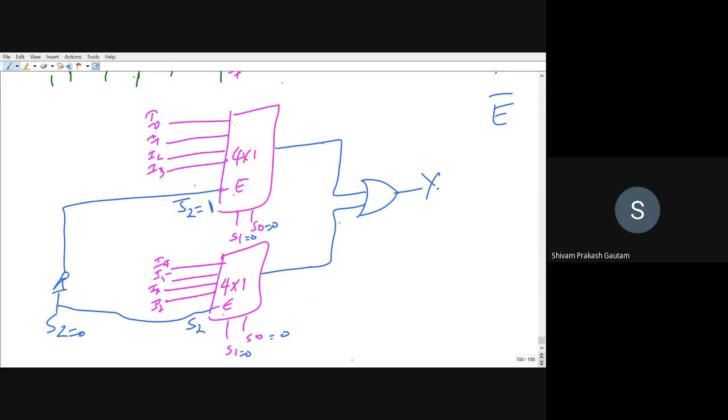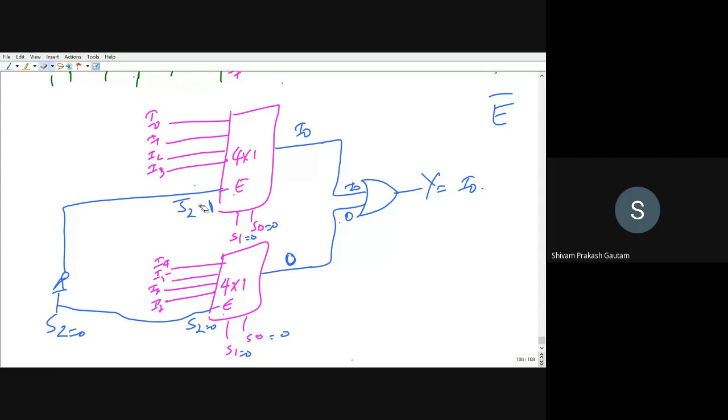So here we will be getting I0. And here, since S2 is 0, we will be getting 0 only. So I0 will be flowing here and 0 will be flowing here. So finally, the output, how much we will be getting? It is going through an OR gate. So I0 OR with 0, we will be getting I0 as the output. So this is for the one condition that I have shown.